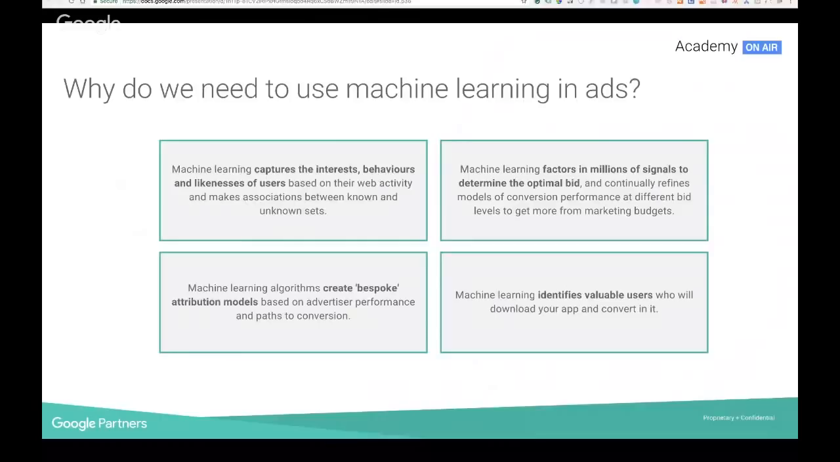For attribution, as I said, we are creating bespoke attribution models for every customer that has DDA available to determine if this or that ad click and this or that campaign is really the one that is increasing your ROI. And again, for UACs, for universal app campaigns, we are, based on historical data, able to identify users that are most likely to download the app and convert in it. So this is where it's most important to use machine learning: in the audience region, in automation, especially automated bidding, and in the app business and attribution.